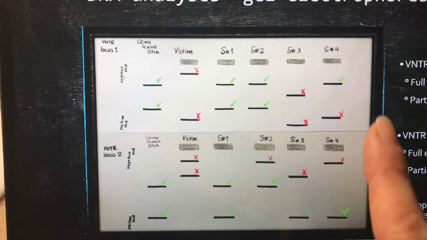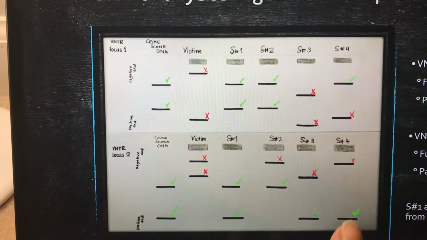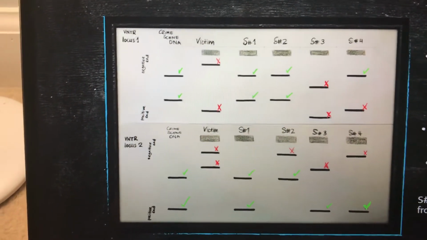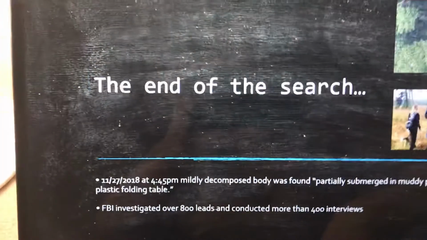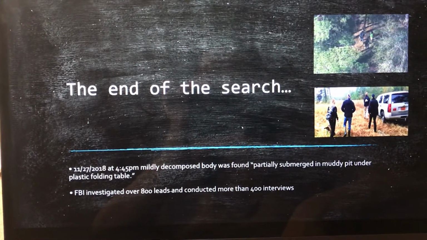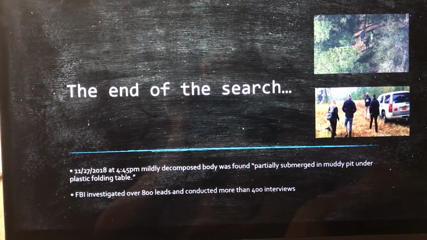However, subject 4 has partially matched with subject 1. So it is possible that subject 4 is a parent of subject 1. Now, as we know, Hania was not found the way we wanted. Her body was found partially submerged in a muddy pit under a plastic folding table.